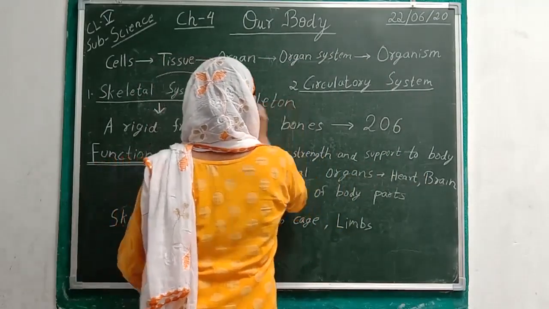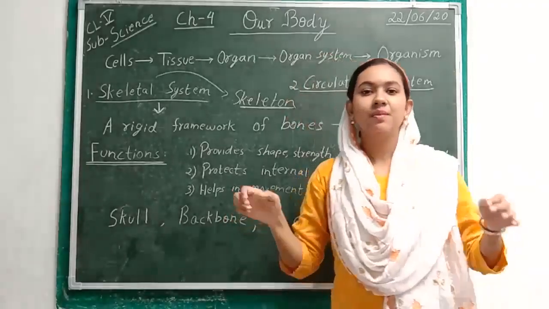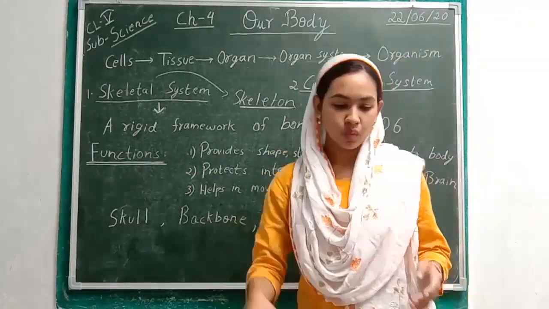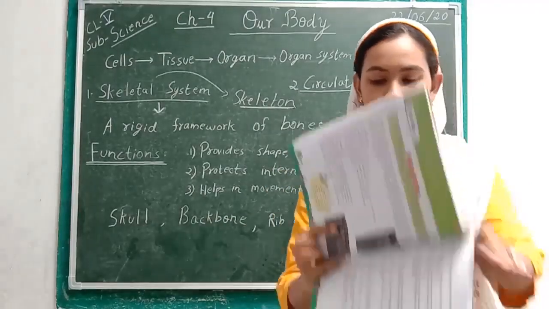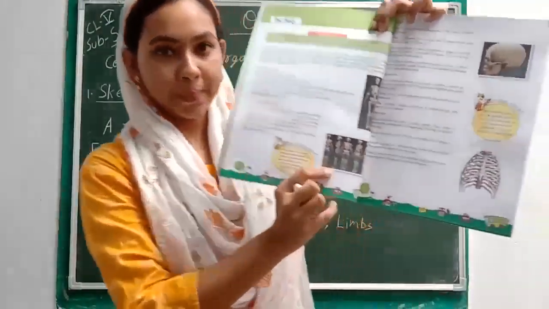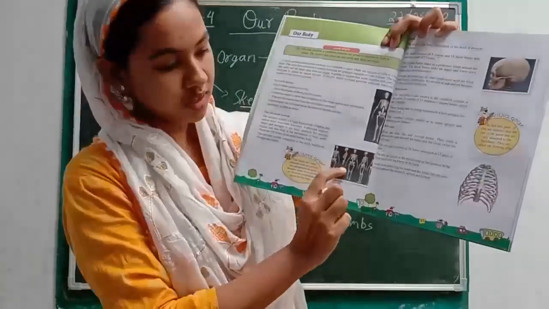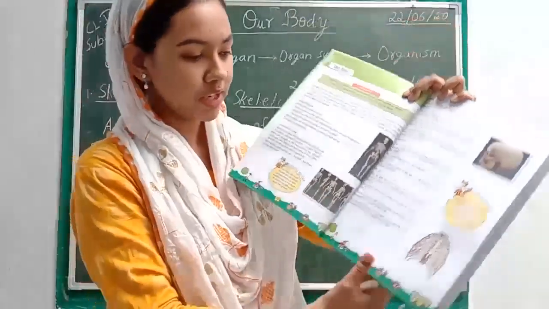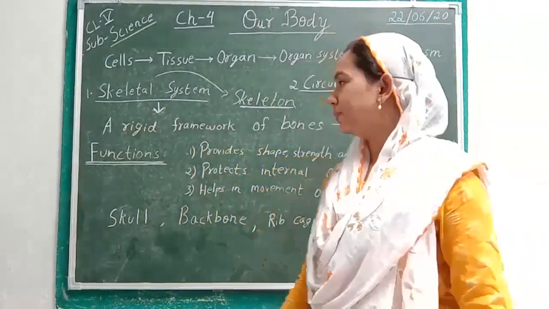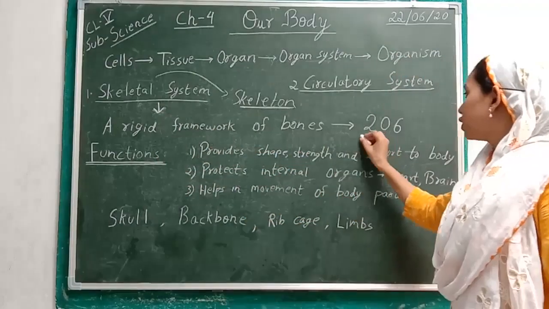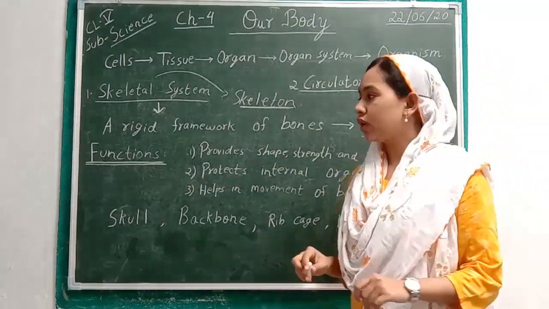And what is a skeleton? We know that it is made up of bones. So basically it is a rigid framework of bones. We can see the image here. I will show you. See. Here, you can just see this is the skeleton. See, it is given from different sides. Alright. So that is the skeleton. And an adult human being has 206 bones in the body.